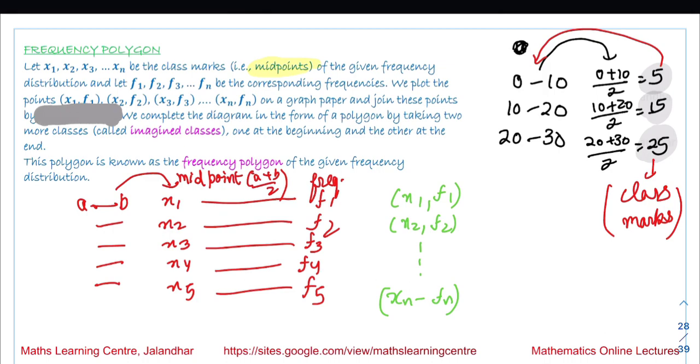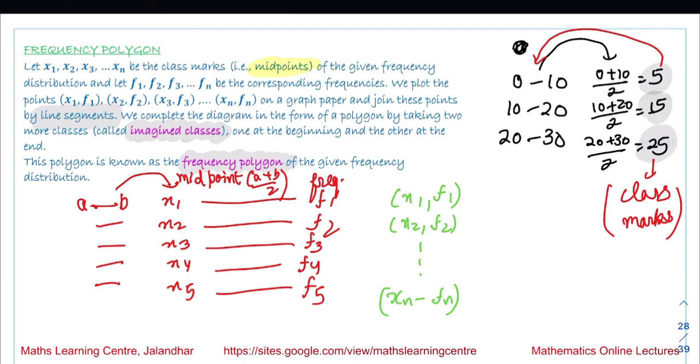this is important over here, that we have to join them by line segments, and we complete the diagram in the form of a polygon by taking two more classes, the imaginary classes we are saying, one at the beginning and the other at the end. Then this polygon is called the frequency polygon. So in the next slide we will see what is the procedure to do this with an example.